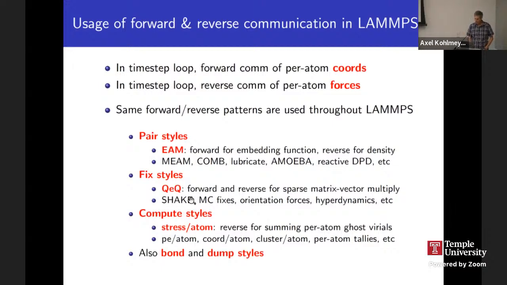Also happens in fix ttm, with Monte Carlo fixes, with orientation fixes, where you assign different grain boundary orientations across a grain boundary to different sides of the boundary. Hyperdynamics is something where bias potentials are chosen and applied to different atoms. There's communication that needs to happen there as well.